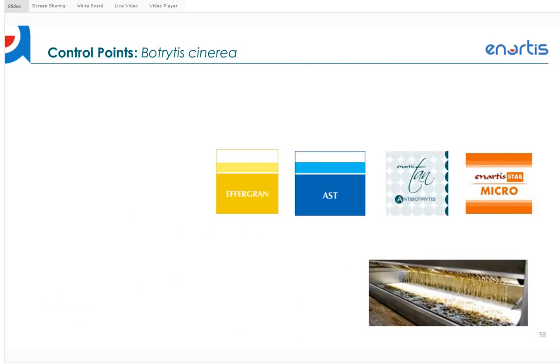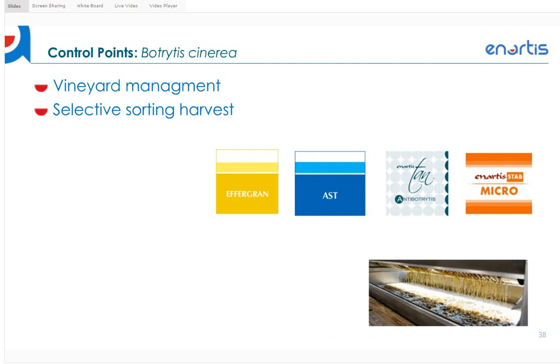So just to start talking through some control points for botrytis infected fruit. Vineyard management and selective sorting is one of the key crucial parts for controlling botrytis, and you do not want to ever mix infected fruit with healthy fruit. In the vineyard, if you are machine harvesting, we recommend using an effervescent SO2 directly into the gondolas to help limit the activity of laccase because it has very fast kinetics. It's important to start antioxidant production in the vineyard.